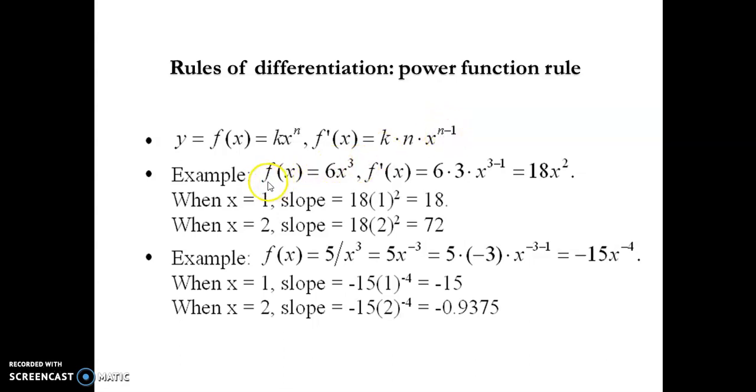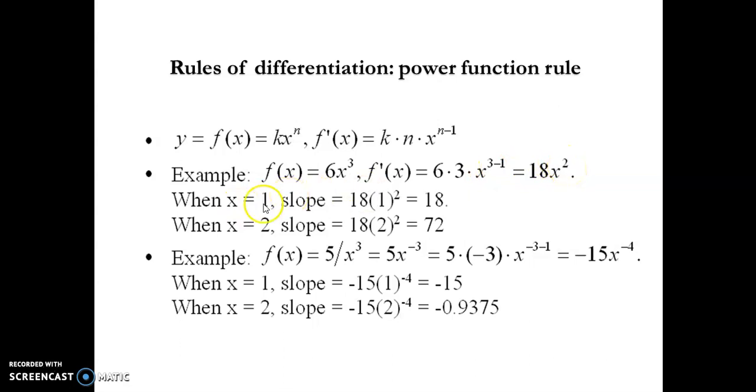So for this example, we have f of x is equal to 6x raised to the power of 3. Thus, f dash of x is going to be equal to 6, that's your coefficient, multiplied by 3, that was the power n that was brought down, times the variable x raised to the power of n, which in this case is 3 minus 1. So 6 times 3 is 18. X to the power of 3 minus 1 is equal to 2.